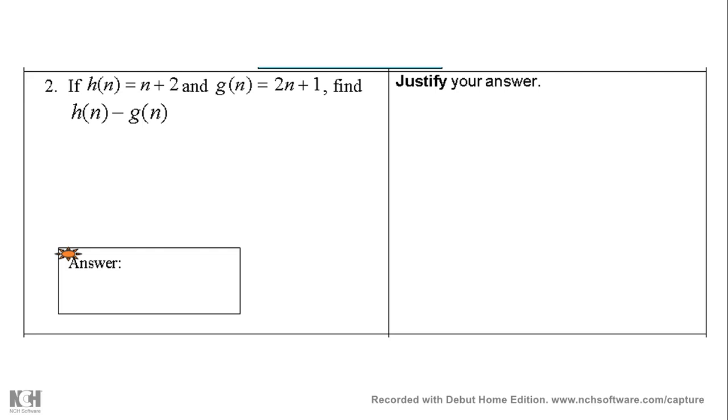So we're going to replace h of n with its equivalent, which is n plus 2, and we're going to replace g of n with 2n plus 1. Now remember, we're going to have to distribute that negative, so we end up with n plus 2 minus 2n minus 1. Okay, now we're going to go ahead and combine like terms, and we get negative n plus 1. And that is our final answer.